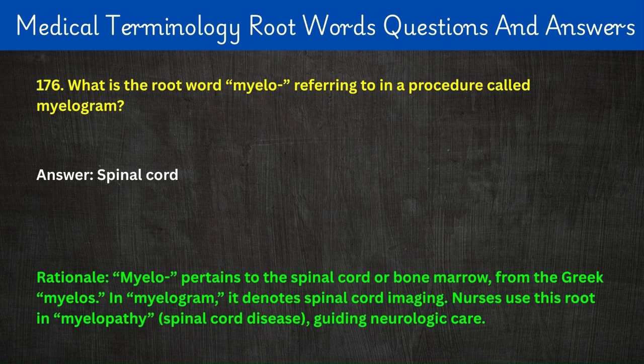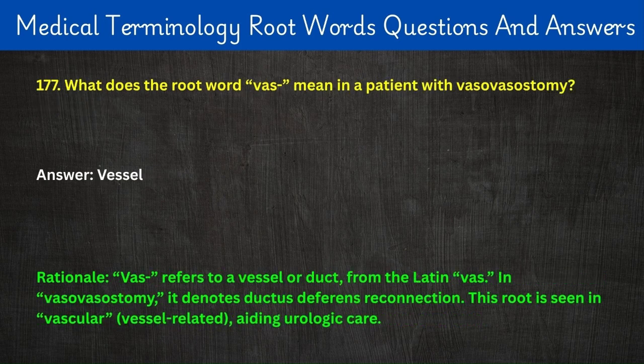176. What is the root word myelo- referring to in a procedure called myelogram? Answer: spinal cord. Rationale: Myelo- pertains to the spinal cord or bone marrow, from the Greek myelos. In myelogram, it denotes spinal cord imaging. Nurses use this root in myelopathy, spinal cord disease, guiding neurologic care.